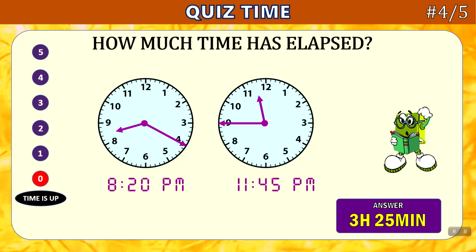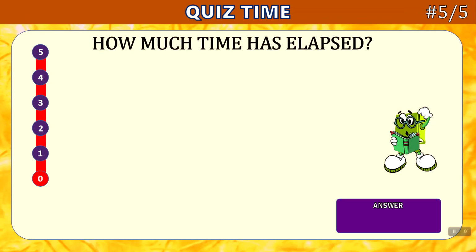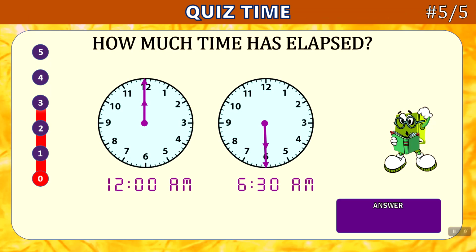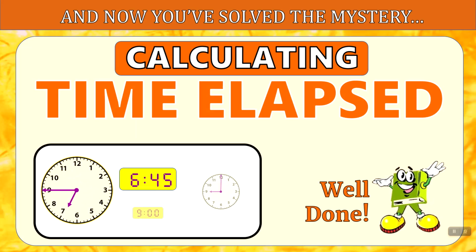If we started from 8:20, 9:20 would be 1 hour, 10:20 would be another hour, 11:20 would be 3 hours, and then 25 minutes gets us to 11:45. And last question, how much time has elapsed? 12 a.m. to 6:30 a.m. Time's up. The answer is 6 hours and 30 minutes. And now you've solved the mystery again of how to calculate time elapsed. Well done.